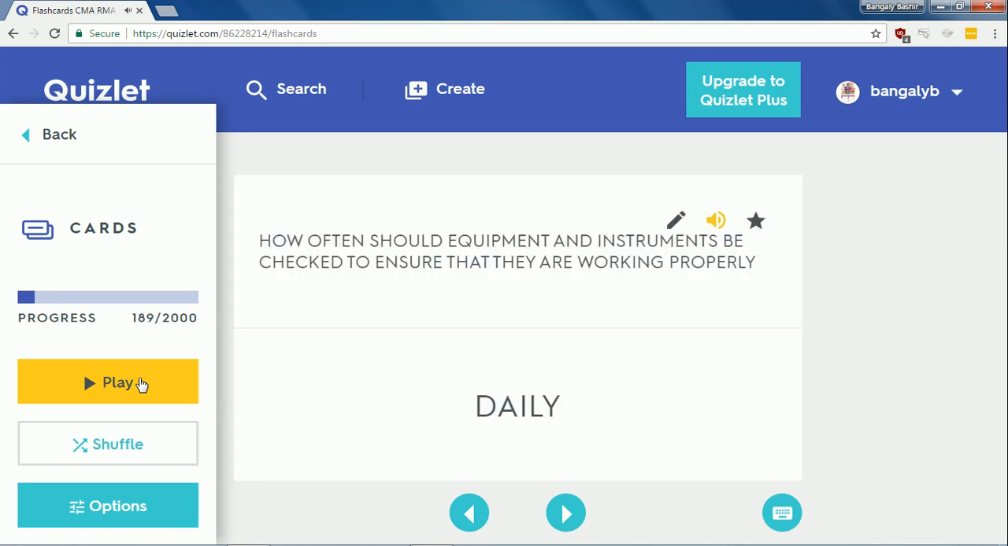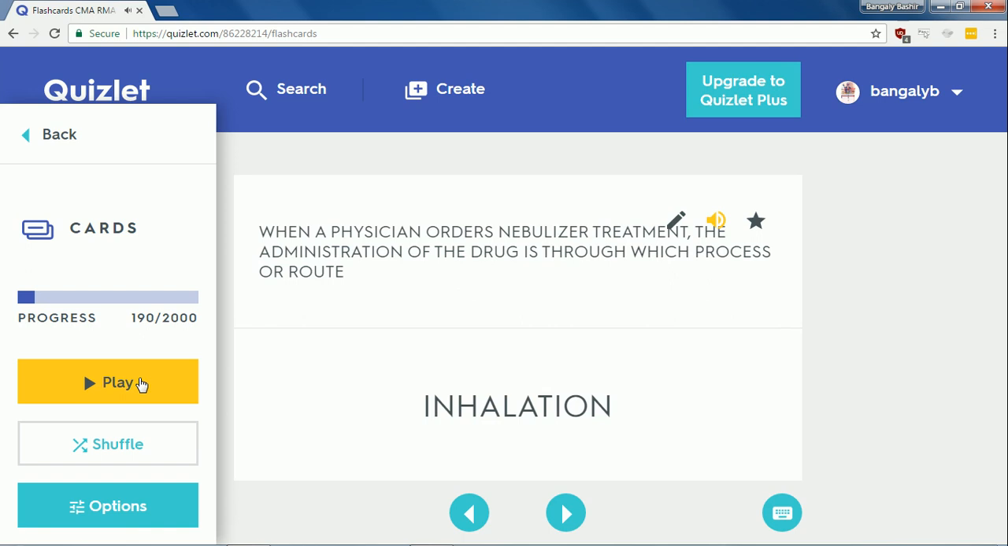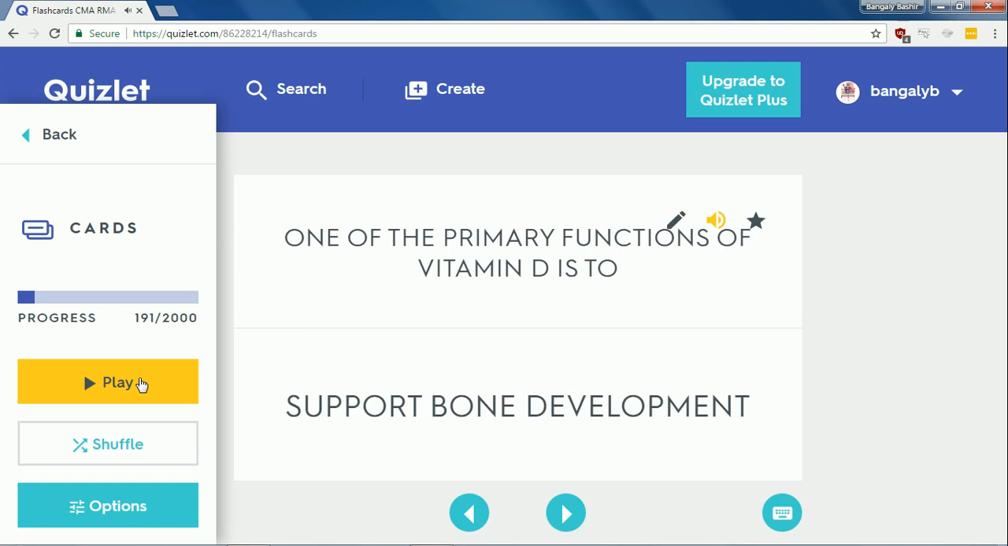How often should equipment and instruments be checked to ensure that they are working properly? Daily. When a physician orders nebulizer treatment, the administration of the drug is through which process or route? Inhalation. One of the primary functions of vitamin D is to support bone development.